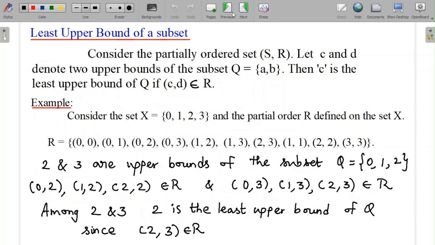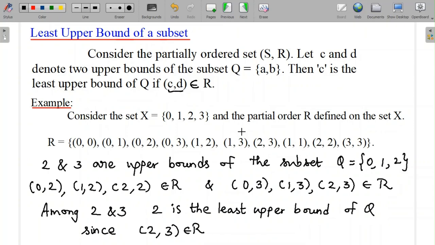If there are no upper bounds, then there is no least upper bound. If there is at least one upper bound, then we can discuss all this. So if C and D are two upper bounds of the subset A, B, then C is the least upper bound if (C, D). So we compare these two upper bounds and find which of them is the least, or which of them is on the left. You see that C is on the left and therefore C is the least upper bound.